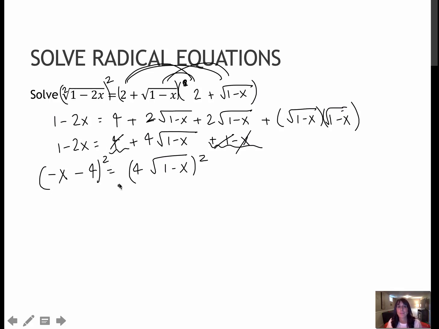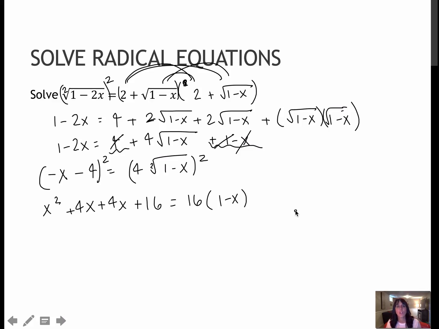So negative x times negative x is positive x squared. Negative x times negative 4 would be plus 4x, and that would happen twice. And then negative 4 times negative 4 would be positive 16. On the right side, I would have 4 squared, which is 16, and 1 minus x, the square root squared, which is 1 minus x.